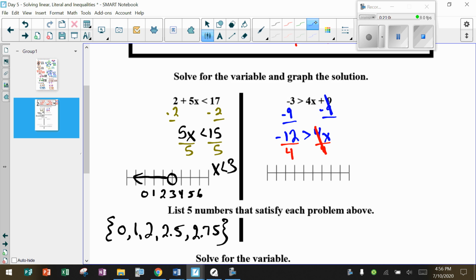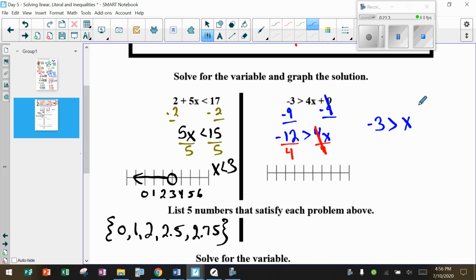Now, when I rewrite it, I want to keep everything where it's located. What I mean by that is that -12 divided by 4 is -3, and that's going to be on the left side of my inequality sign. My inequality sign stays facing the same way it was. The 4's cancel out, and the x was on the right. I don't want to switch sides. I want to keep everything the way it was so everything stays accurate.